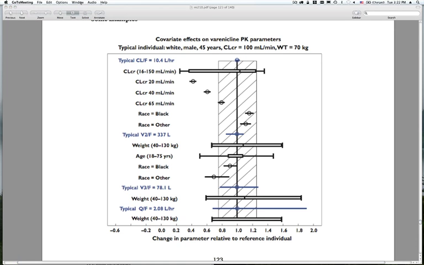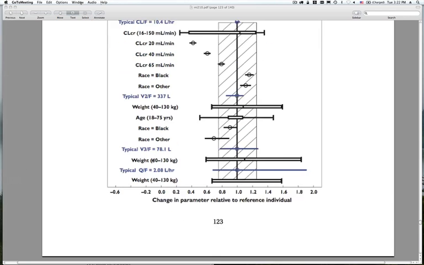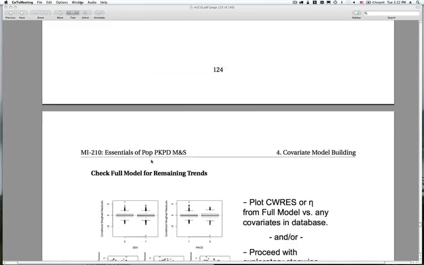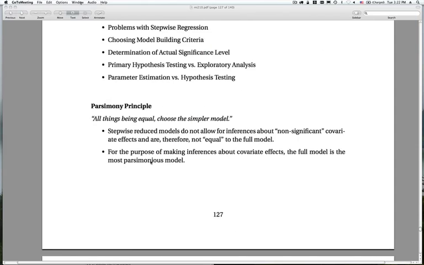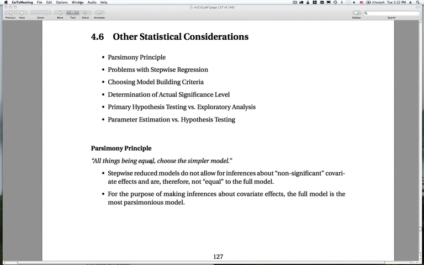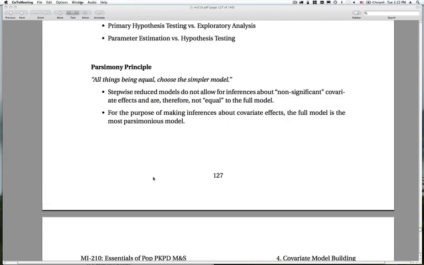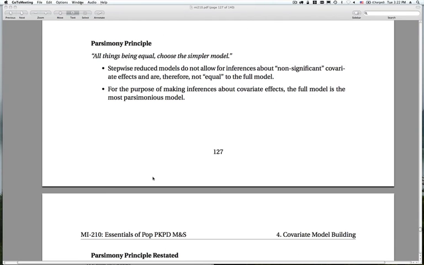Okay. Let's move on. Some statistical considerations, and I'm just going to highlight things that I've already alluded to. The parsimony principle, we'll start with that. The parsimony principle states that all things being equal, choose the simpler model.